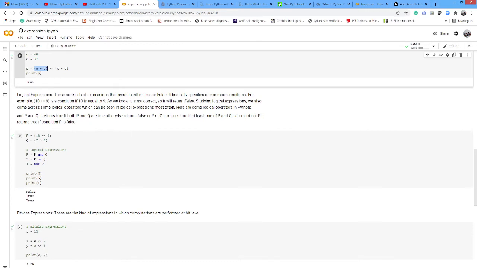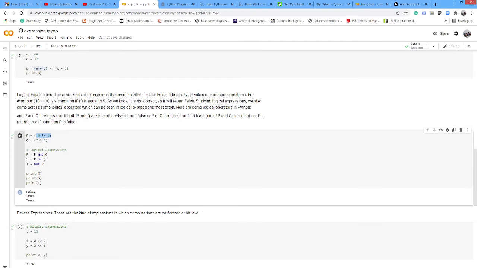P and Q returns true if both P and Q are true, otherwise returns false. Means 10 is equal to 9, it is not correct, therefore it gives false, and the other gives true. Therefore both are not true, so it gives a false result here. Then P or Q means if only one condition is satisfied, then it will give true. Suppose in P or Q this is the satisfied condition, therefore it gives true.